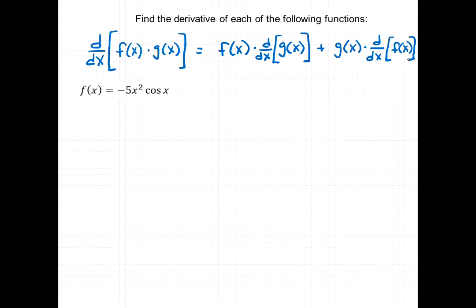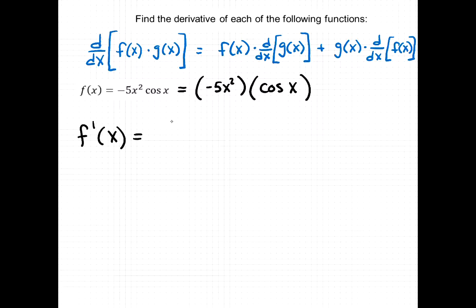Okay, so there's our product rule, and you'll see in this first example, f of x, we have a product. Now, we wouldn't normally write it with parentheses, of course, but we have negative 5x squared, and that's being multiplied by the cosine of x. So when we take the derivative of this function, f prime of x, applying the product rule, we'll call this f, and we'll call this g, to align this up with our formula above. So we take the f part of the function, which is negative 5x squared, times the derivative of g, and we've seen previously that the derivative of the cosine function is negative sine of x.